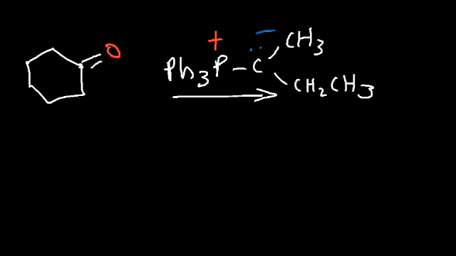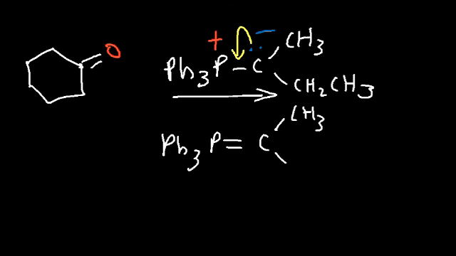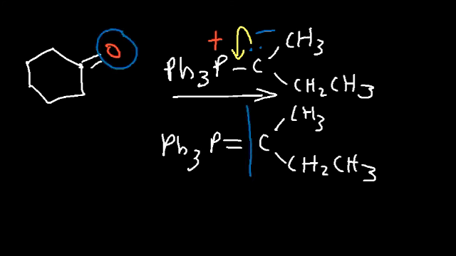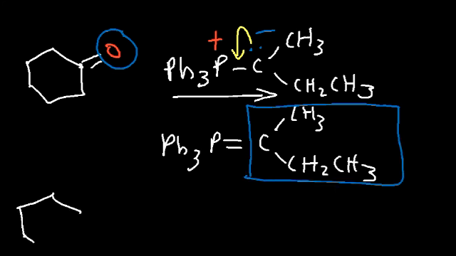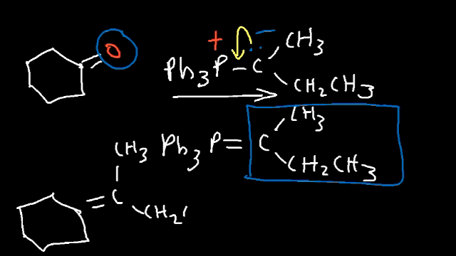Now keep in mind, this is simply another resonance form of the other ylide. So this lone pair can go over here. And so basically this is the same as this compound. So you can see it in any one of these two forms. So all we need to do is replace the oxygen with this portion of the ylide, and that is going to give us our answer. So it's going to be this particular compound. So that's the alkene that's going to form in this particular Wittig reaction.